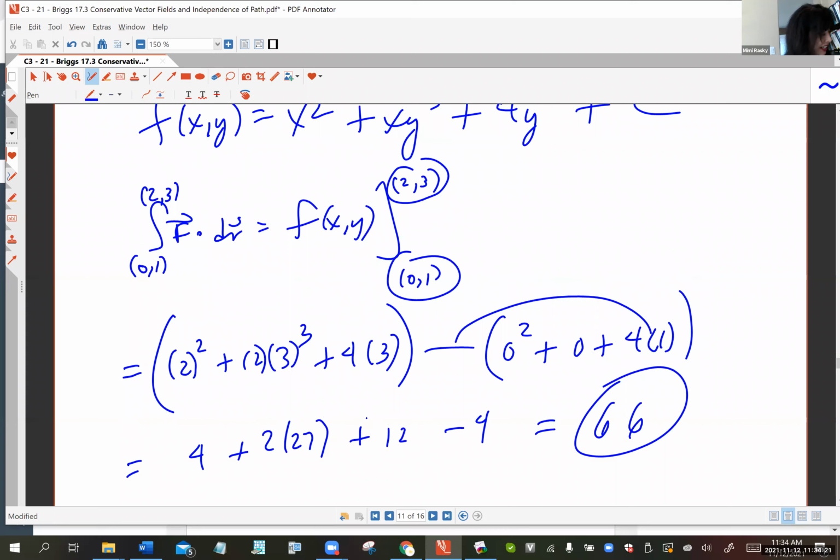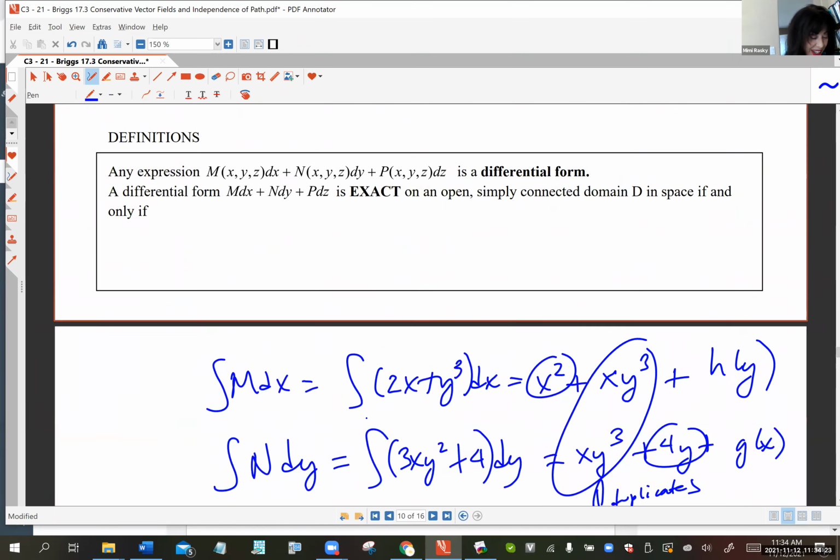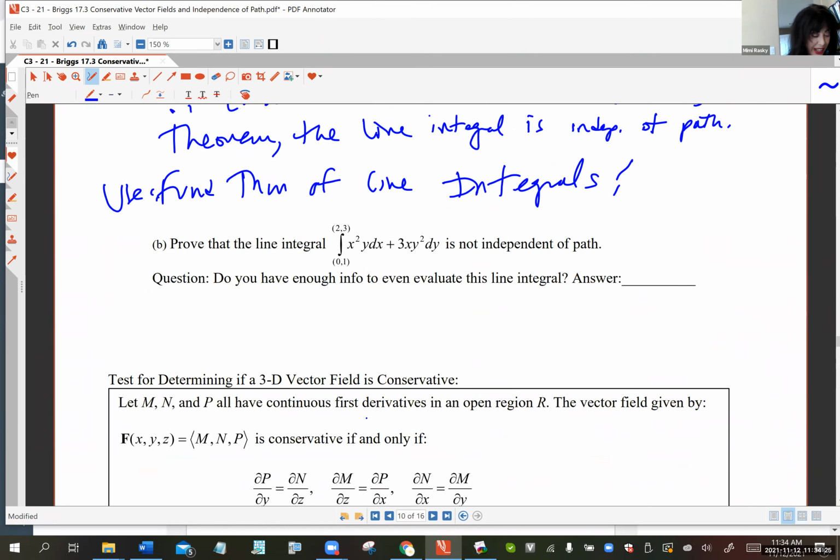So that concludes that example. Now, what about this other example here? How would you prove that this line integral given here is not independent of path? How do you think you would do that? It's very easy. It's exactly what you think. Prove that F is not conservative, and then you'll have shown that it is not independent of path.